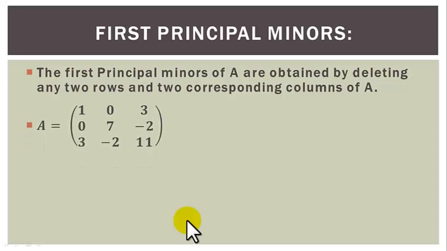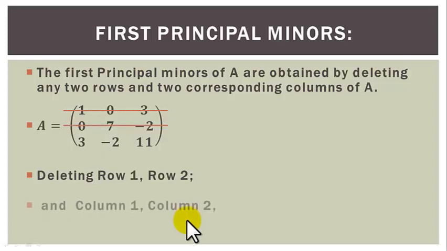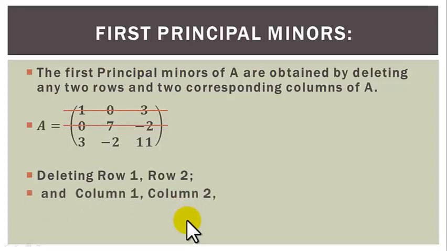Here is our matrix A. Let us delete row 1 and row 2 first. If we delete row 1 and row 2, we also delete column 1 and column 2. This is column 1 and this is column 2. So we are left with 11. So that is the first principal minor of A. So we have D1 equals 11.